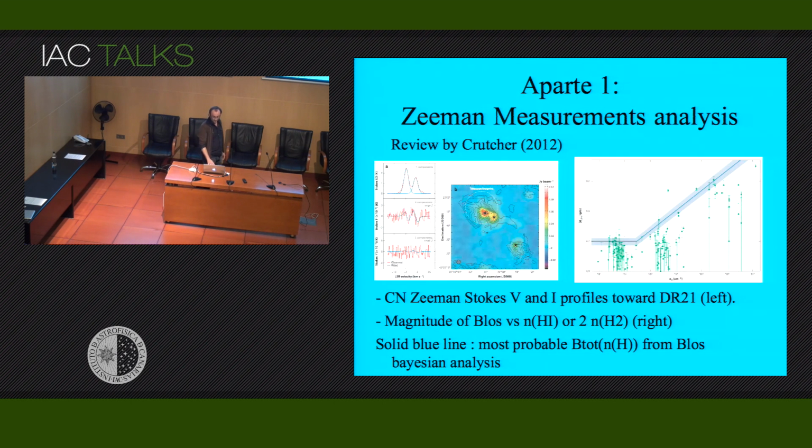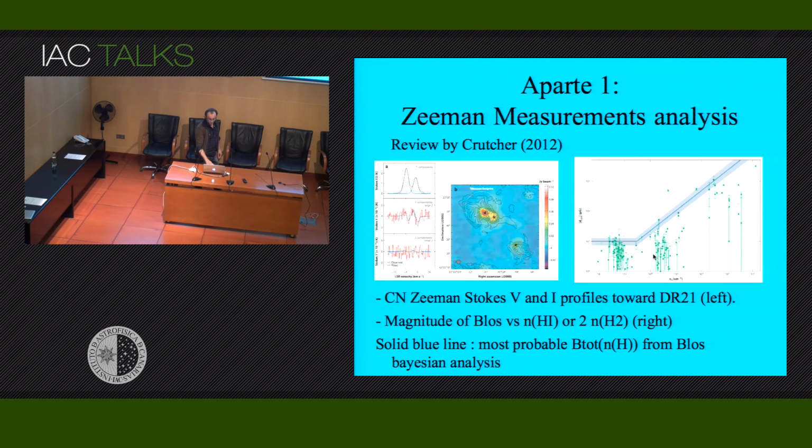But for some regions, we've got Zeeman measurements of Stokes V and I. This is an example in R21. So it's Crutcher who has done a lot of work during the last 20 years, if not even more. And so we've got interesting catalogs. And we see here it is the density of the interstellar medium. So when it is 10 to the power 21, in this range or lower, it is a diffuse ISM.